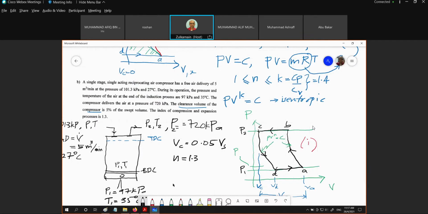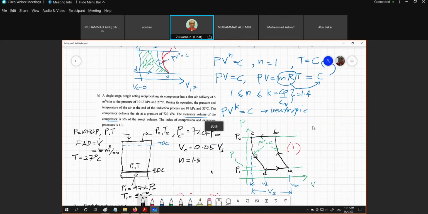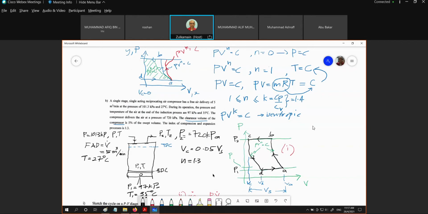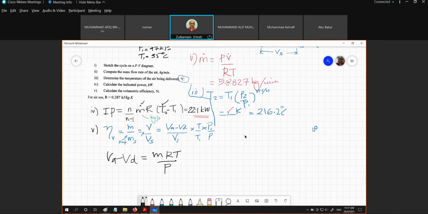In this question, is there any speed given? No, there is no. Alright, it doesn't matter, because we are not going to use the value itself. We are going to look in terms of per cycle. So this is VA minus VD, and this should be 1, 1.